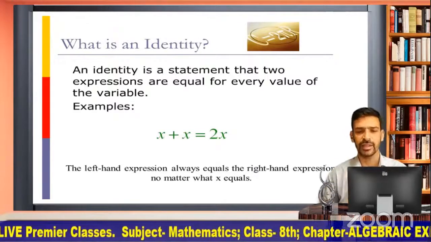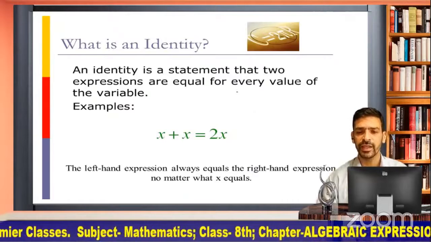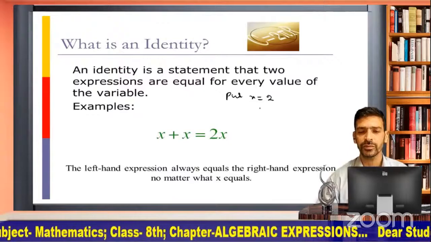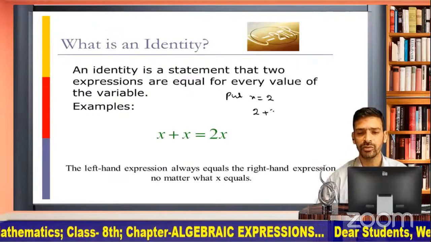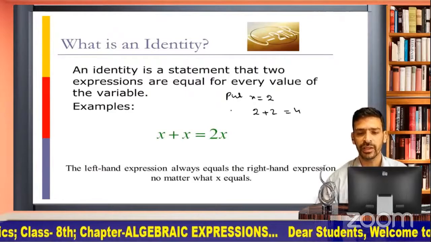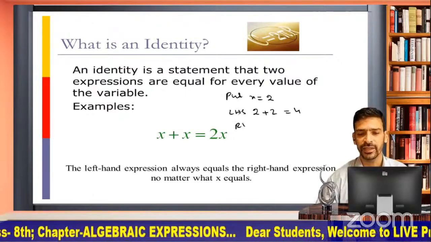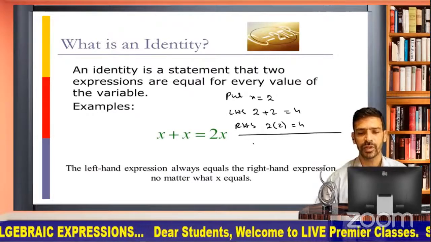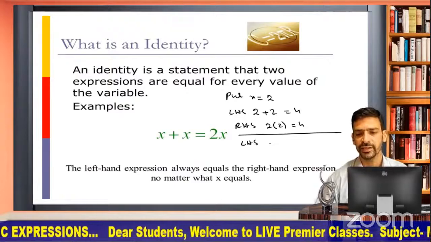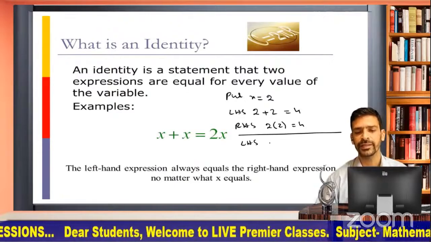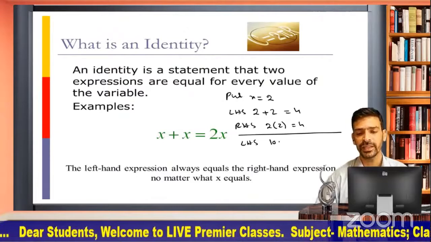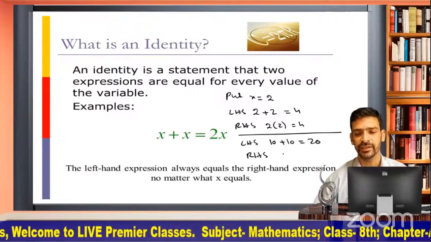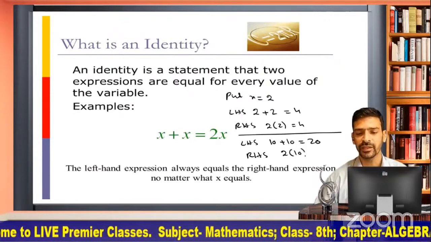We have another example here. x plus x is 2x. Let us suppose we put x equals 2. We have 2 plus 2 and it is 4. This is the left hand side. Let us see the right hand side. It is 2 times 2. It is 4. Let us check again. Left hand side, we have, say, 10 plus 10, it is 20. And let us see the right hand side, it is 2 times 10, it is 20.